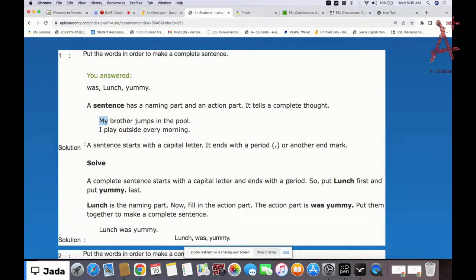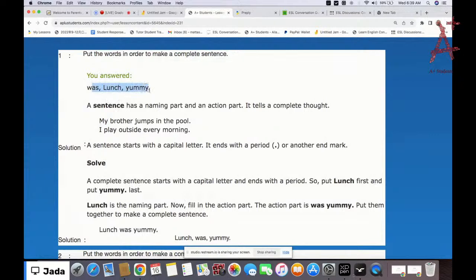That's what you should take note of. It starts with a capital letter and then it ends with a period. So put lunch first and put yummy last. So look at it here. Put the words in order to make a complete sentence. So this is what you will be doing later on in the test. You have to put these words together, right? To make a complete sentence.